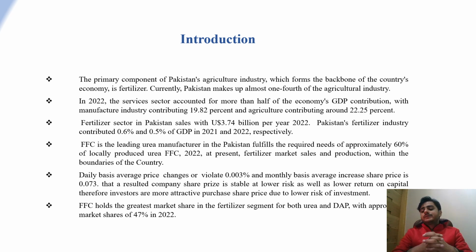The company produces within its boundaries, and the company's share price average increase on a daily basis is 0.073 percent. The result is that the share price is stable and risk is very low, and the capital gain is low as well. Therefore investors are more attracted and purchase shares because of the lower investment risk.